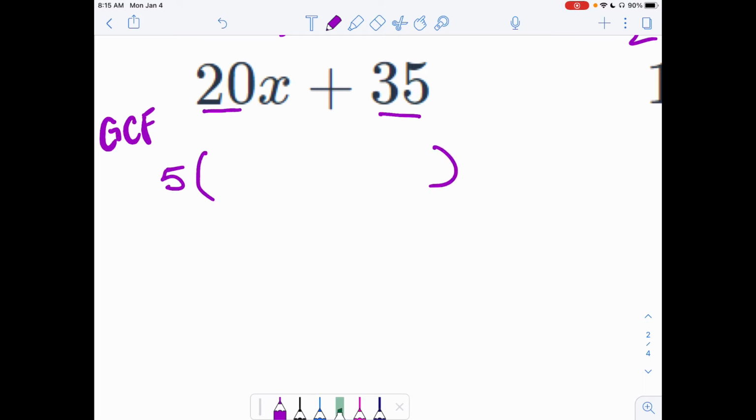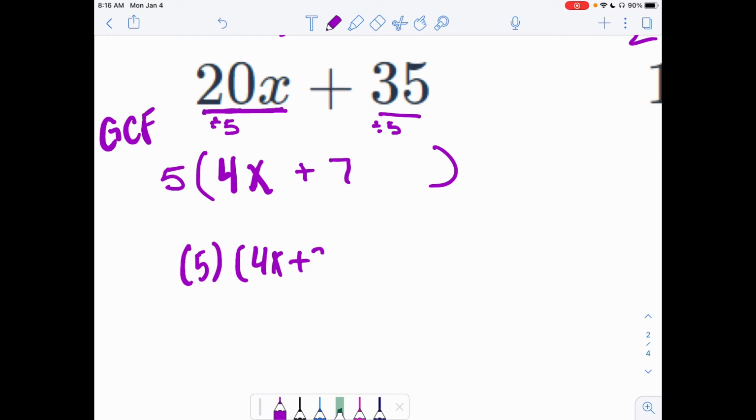And you think about, what did I multiply 5 by to make it look like 20x? Or another way to think about it, 20x, once I've divided it by 5, what does it look like? The answer is 4x. Let's take a look at 35. 35, once I divide it by 5, should look like a positive 7. So that's it. That's my factored form.